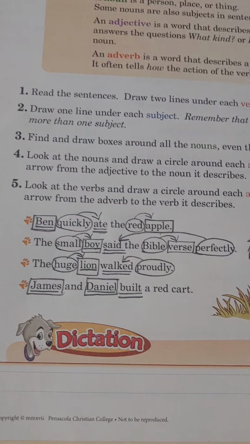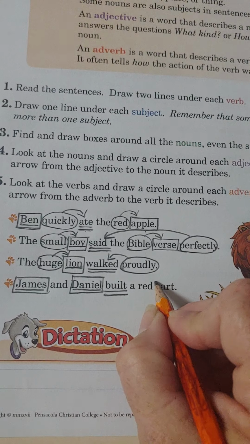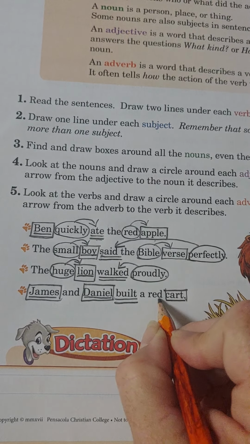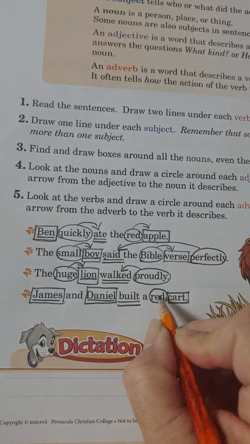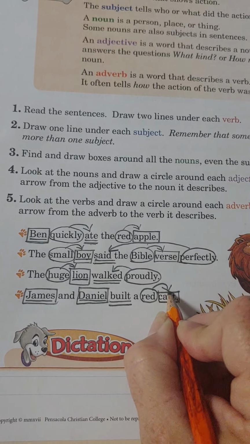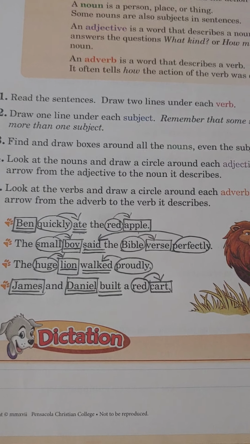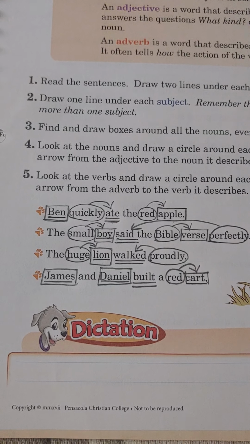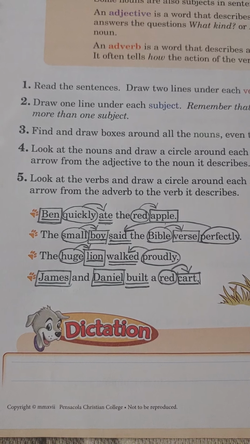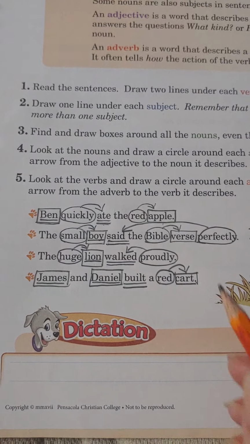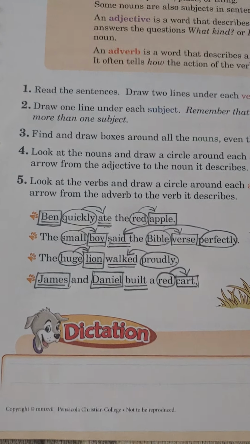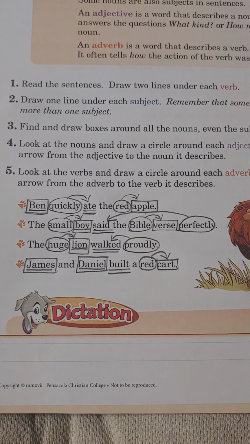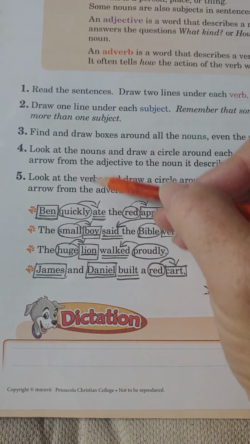Okay? And cart is also a noun. Now, what is red? Red is an adjective. It describes the cart. Do we have an adverb in this sentence? No, we do not. There is no adverb to describe the verb built. Okay? All right, that was a lot of work. Make sure you follow the directions and do them carefully.